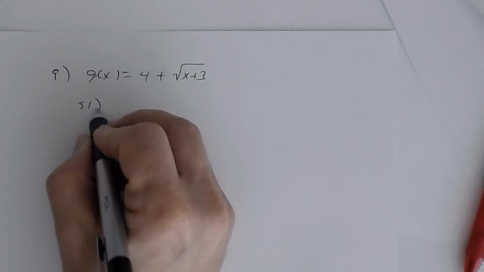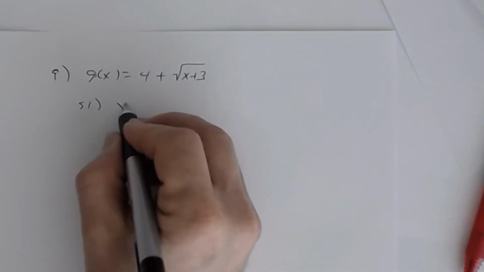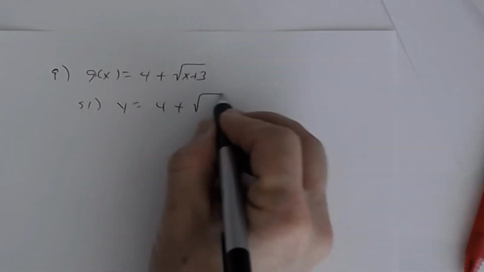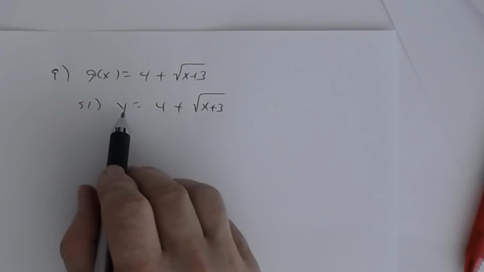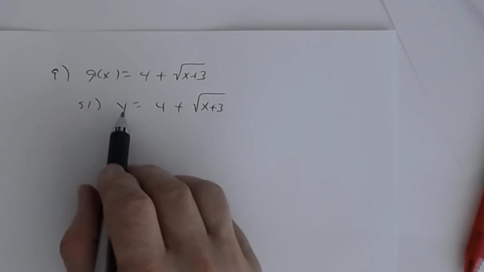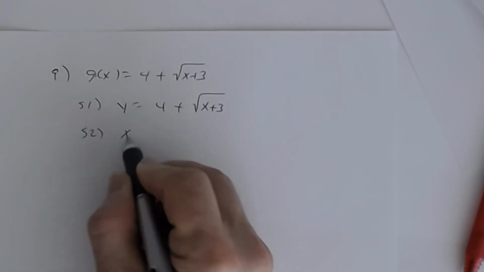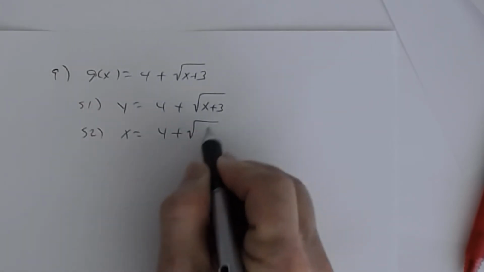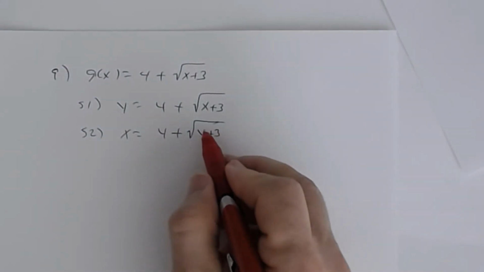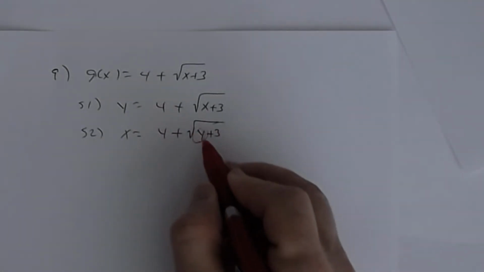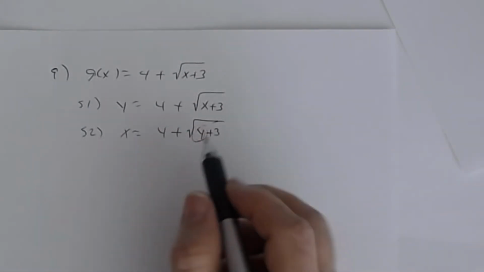So step 1, you're going to interchange the coordinates. So you're going to rewrite g of x as y, so y equal 4 plus the square root of x plus 3. Okay, so then you're going to interchange the coordinates. So x equal 4 plus the square root of y plus 3. All right, now remember, you got to get y by itself now. So the next step is to solve for y right here. You're going to try and get this y by itself because that's the only y that you see.